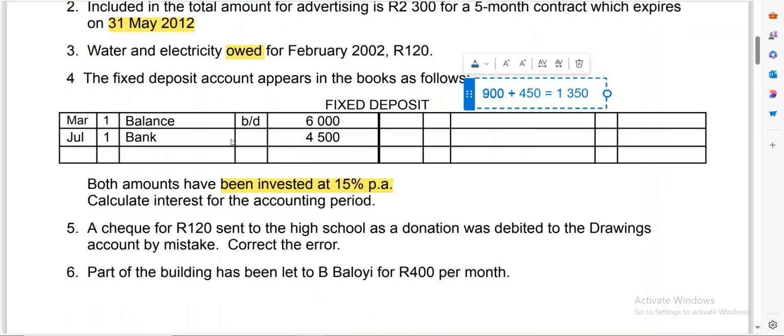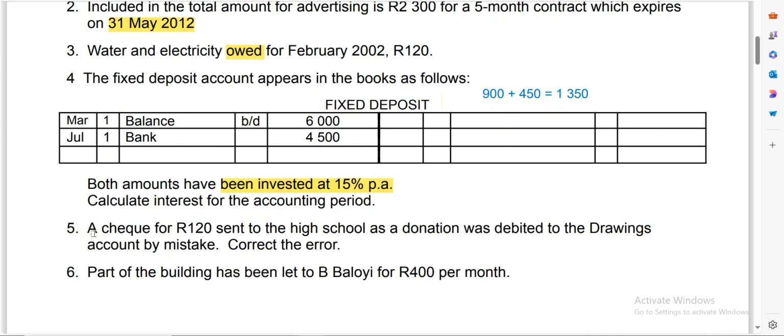The next one here, they're saying that a check for 120 cents to a high school as a donation was debited to the drawings account by mistake. So I normally advise learners to say, when it comes to a transaction where there is a mistake, what you must do, you must firstly think about what they were supposed to do and look at what they've actually done. Okay, so remember, whenever a donation is made, what we are supposed to do is debit donations. But what did they do here? They debited drawings. So in other words, we must try to reverse what they've done.